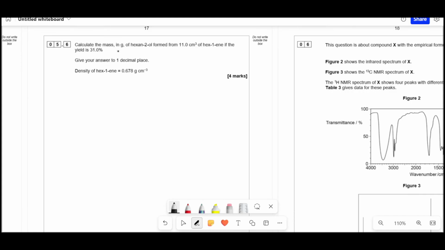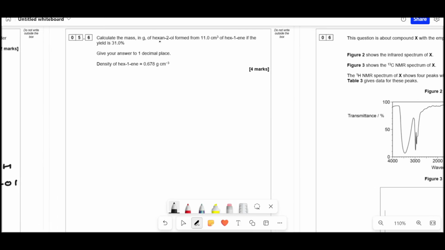So then it says, calculate the mass in grams of hexan-2-ol formed from 11 centimeters cubed of hex-1-ene if the yield is 31%, and here's the density. A lot of people just look at this and think, what formula do I use? I've got to work out the mass of everything and moles of this and that. Step by step, whenever you work out a mass or a moles, you need to know what you're doing it for, why.